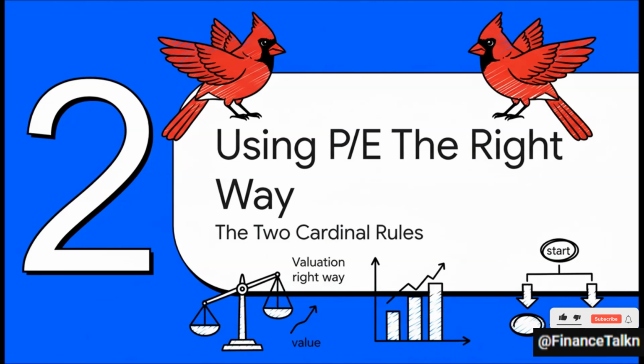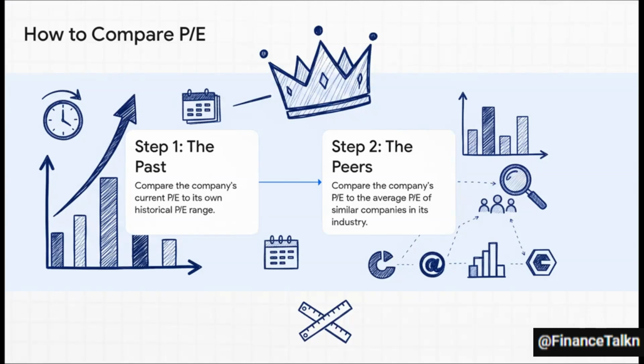To get any real value out of this number, there are two cardinal rules you absolutely have to follow. Okay, rule number one, you gotta look backward. Compare the company's PE today to its own history. Is a PE of, say, 20 high or low for this particular company? Then, rule number two, you have to look sideways. Compare it to its direct competition. A PE that looks insane for a boring old utility company might be totally normal for a super fast-growing tech firm. Context, as they say, is everything.